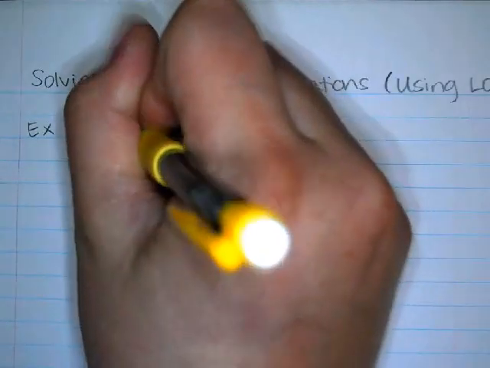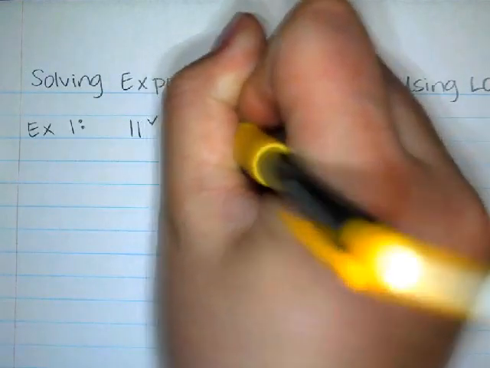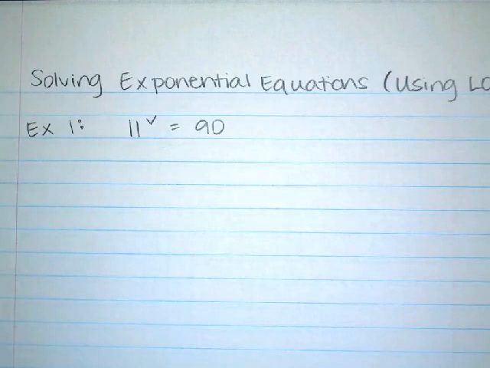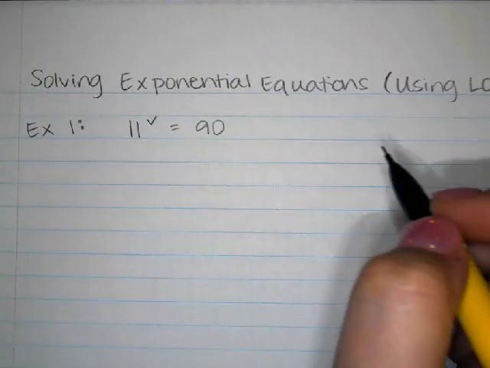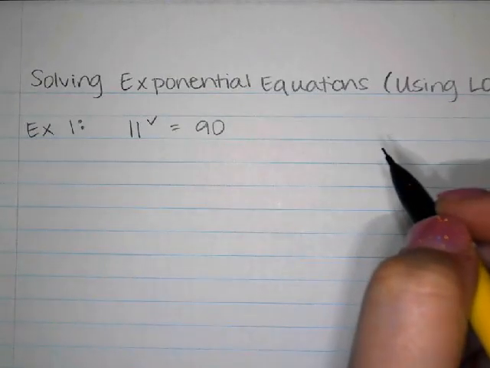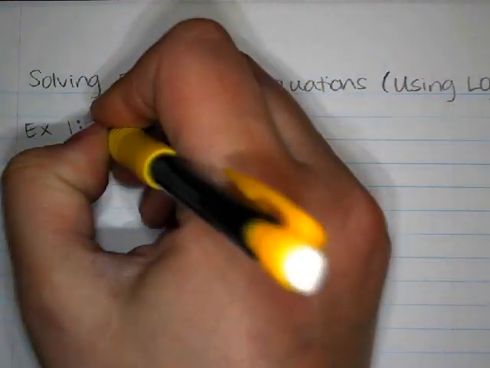So first example. If I have 11 to the v power equals 90, I have an exponent of v. I want to get the v alone. I want to get rid of the base of 11. How could I get rid of a base of 11? I'm going to log base 11 both sides.